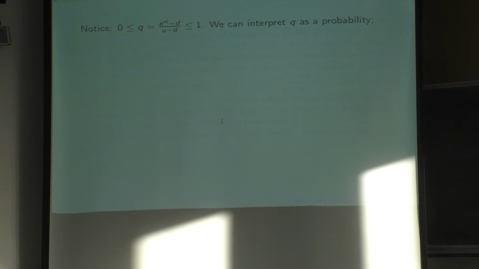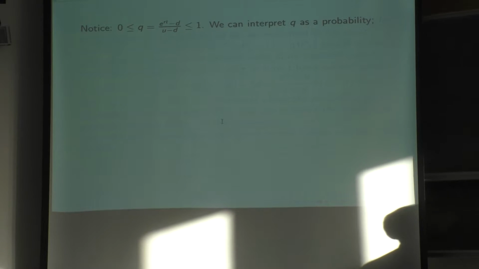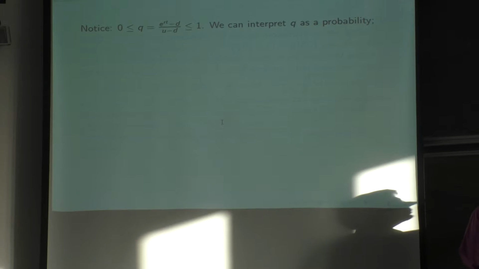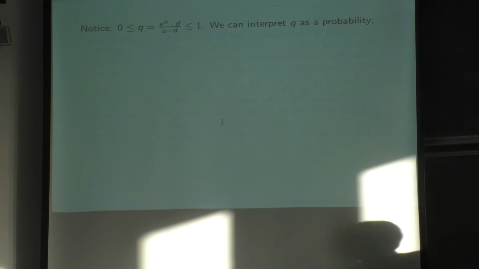So first, q can plausibly be a probability. q is a number between 0 and 1. Why is that? Let's have a look at where this q is coming from. So we have e to the rT minus d divided by u minus d. Suppose that it's not between 0 and 1.